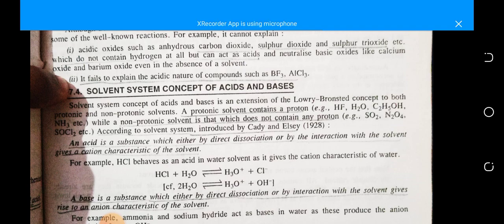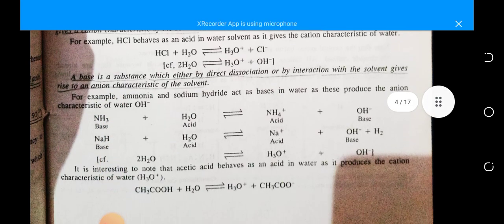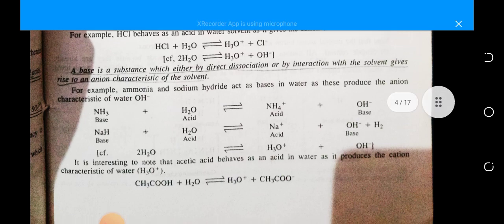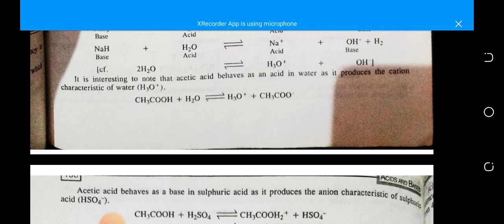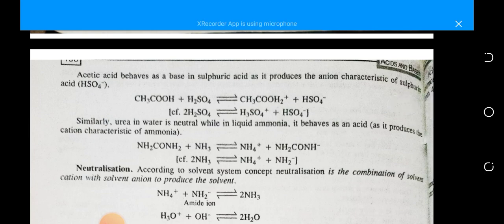For example, HCl behaves as an acid in water solvent as it gives the cation characteristic of water. A base is a substance which either by direct dissociation or by interaction with the solvent gives rise to an anion characteristic of the solvent. It is interesting to note that acetic acid behaves as an acid in water as it produces the cation characteristic of water. Acetic acid behaves as a base in sulfuric acid as it produces the anion characteristic of sulfuric acid.